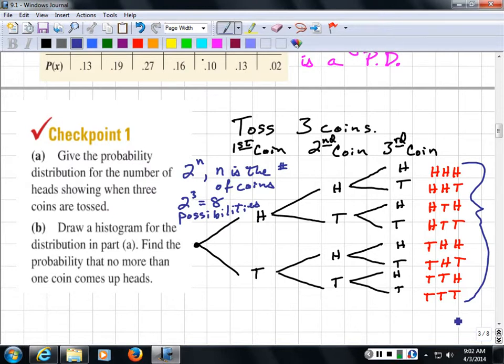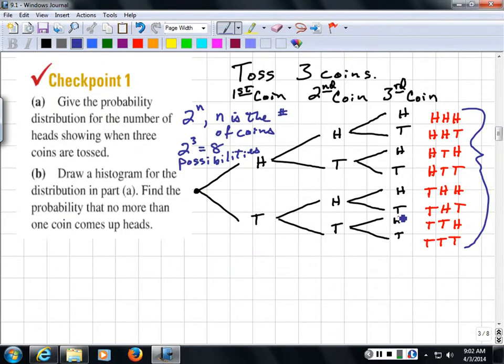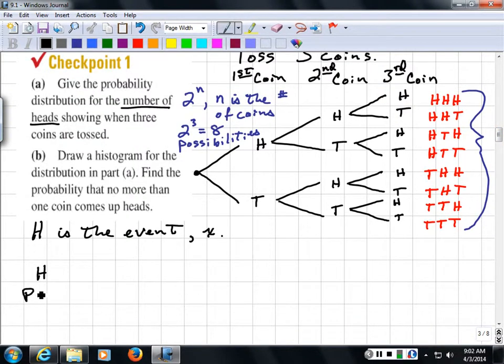Now, let's go ahead and understand what's happening here. To make the probability distribution, this is the number of heads showing. So that's what we're keying on. That's my event. So H is the event. And we can call it X if we want to, but I'm still going to leave it as H. Which means that the probability of the event is going to be what? P of H. Okay?